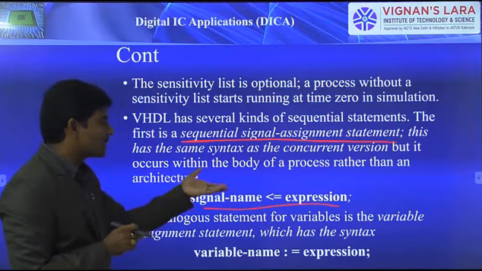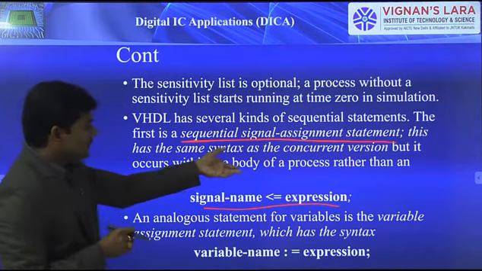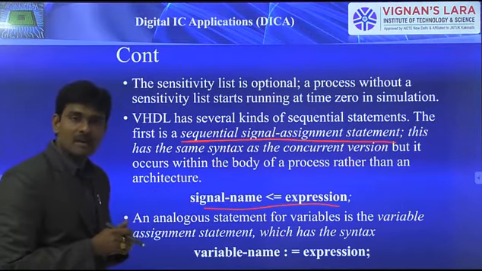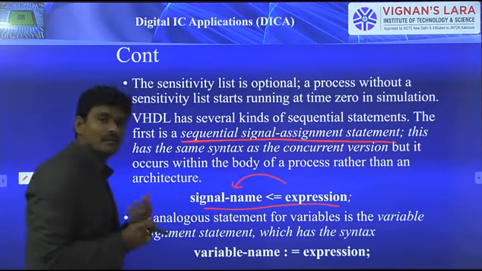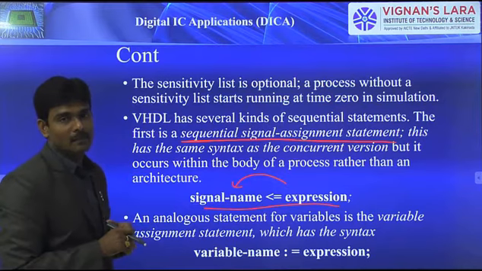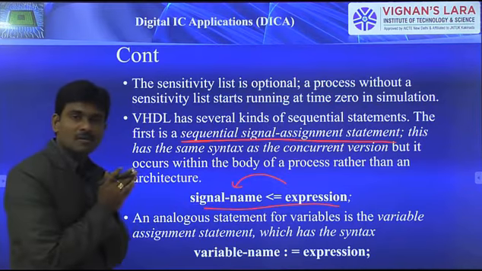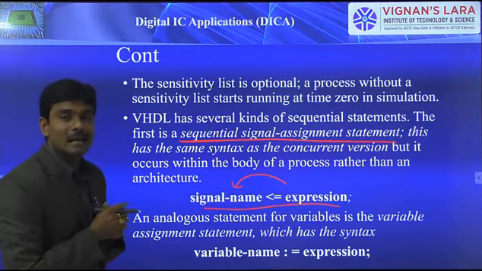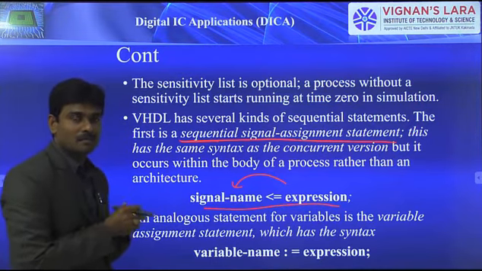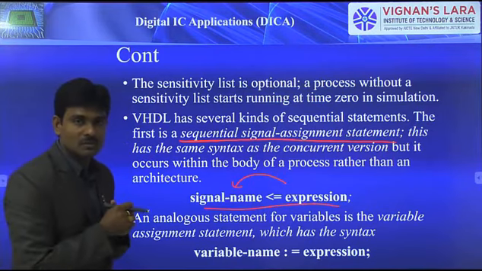By means of that, how is it going to execute? First the right hand side expression is going to be evaluated, and whatever value we get will be assigned directly to the left hand side signal name. That is how it is going to execute. This is one type of sequential statement, the sequential signal assignment statement. That is the first type you are supposed to remember.